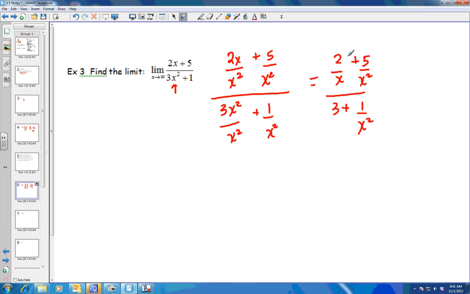So now I'm going to find the limit as x approaches infinity of each one of these. Well, this, do you see, is just going to be 0. This is going to be 0. The limit as x approaches infinity of 3 is 3 plus 0. So I have 0 over 3, or 0. Okay. Let's look at example 4.